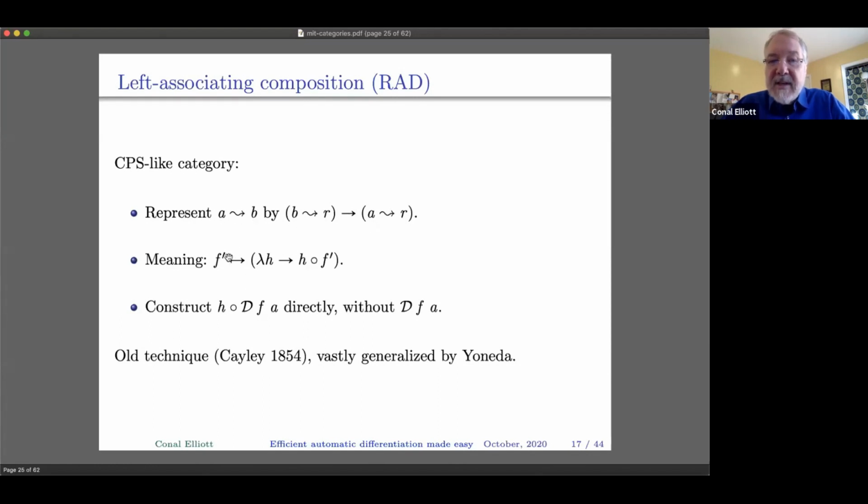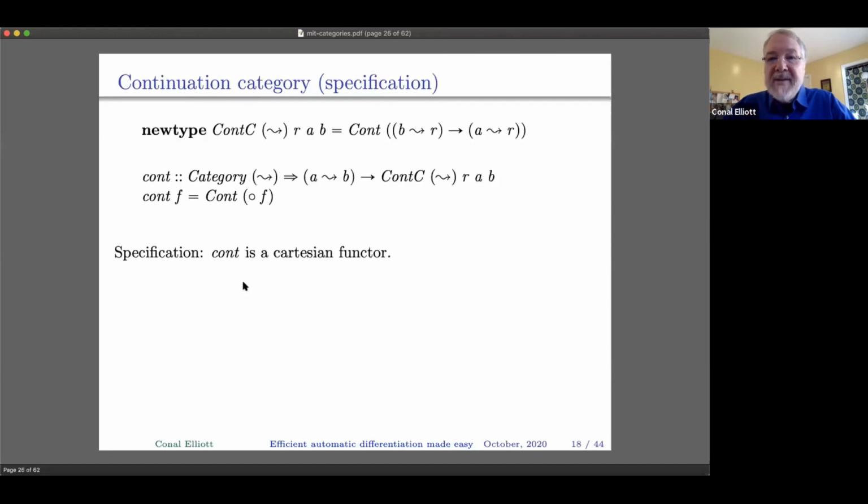And the mapping is just this. Given a function f prime, I call it prime to be suggestive of derivatives, it's going to give you a function that takes h, that's the B consumer, which you can call continuation, and it applies h after f prime. So that's the specification, okay? Here it is wrapped up as a category, and this is just the specification right there. And now we want to say that this function cont has to be a Cartesian functor. Okay, so again, that's all we do. Just set up the natural definitions and require that they be Cartesian functors.